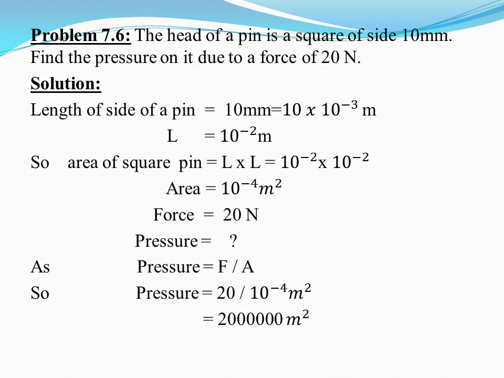meter. Now the area of a square pen: a square has area L square. So we can find the area of the square pen by multiplying these two lengths, and we will get the answer as 10 raised to the power minus 4 meter square. Force is given, which is 20 Newton. Now simply put the values of force and area in the formula for pressure, which is F over A. We will get the required answer, that is 2 into 10 raised to the power 5 Newton per meter square.